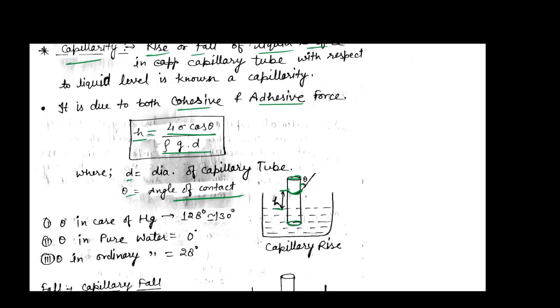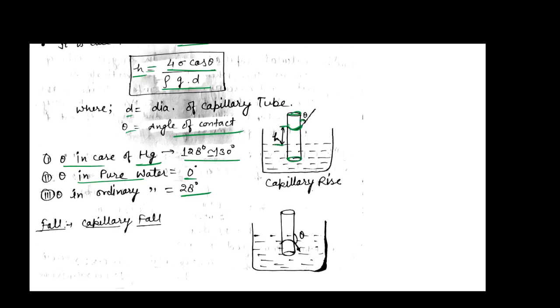There are different cases when we take water in the container, mercury in the container, and an ordinary fluid. What is theta in the case of Hg? Hg represents mercury. Theta in the case of mercury is around 128 to 130 degrees, approximately 130 degrees. Theta in the case of pure water is 0, and in the case of an ordinary fluid other than water it is around 28 degrees. These values will be helpful for solving numericals.